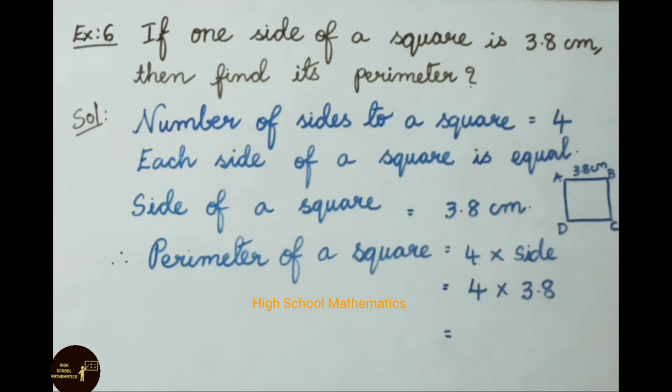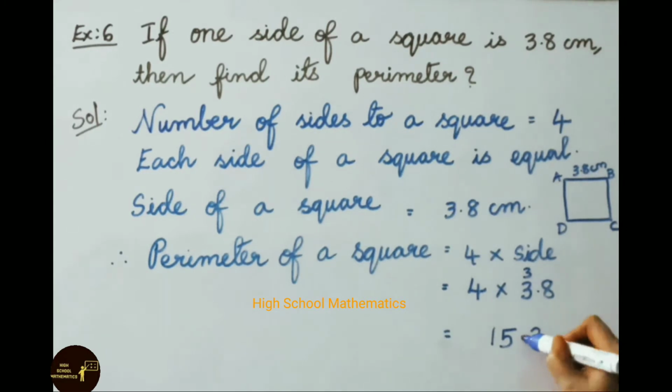Now let us do multiplication. 4 8s are 32. 2 carry 3. 4 3s are 12. 12 plus 3, 15. Here the decimal is after one digit. So from the right side, one digit before we shall place the decimal point. So the answer is 15.2 centimeter. Therefore, the perimeter of the given square is 15.2 centimeter.